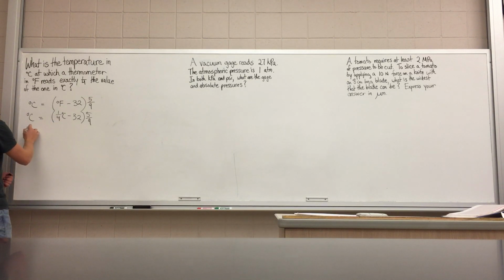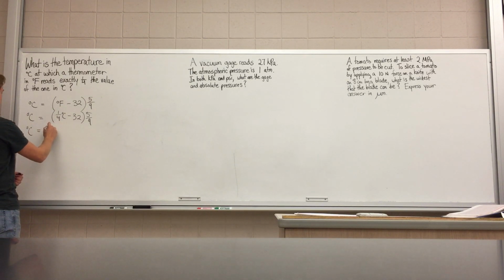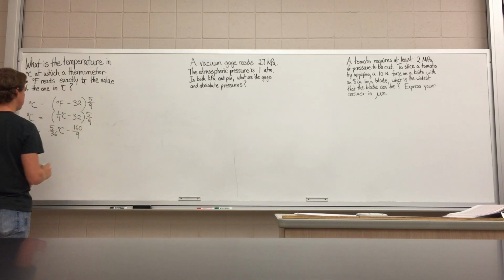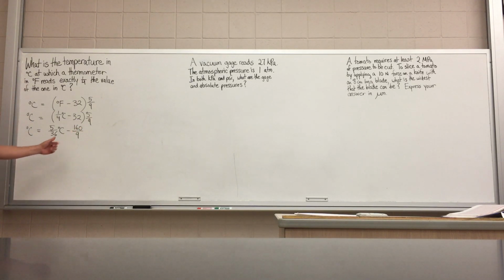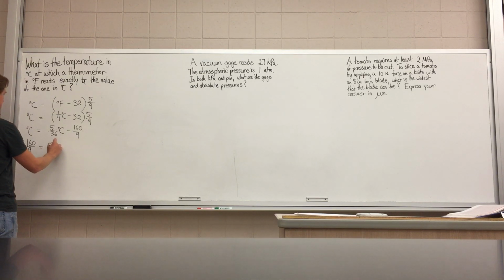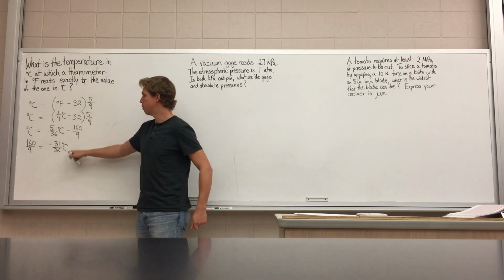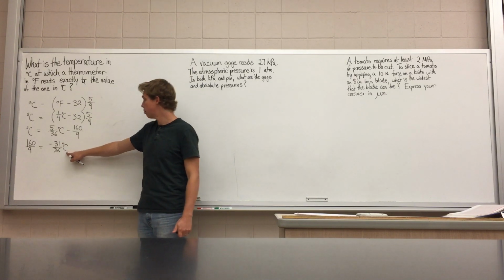Now I'm going to distribute this 5/9 and I get 5/36 degrees Celsius minus 160/9. I'm going to do two things here. Move this to this side and move this to this side. So I get 160/9 equals negative 31/36 degrees Celsius. Here I've moved over and combined like terms, the coefficients on my own unknown.